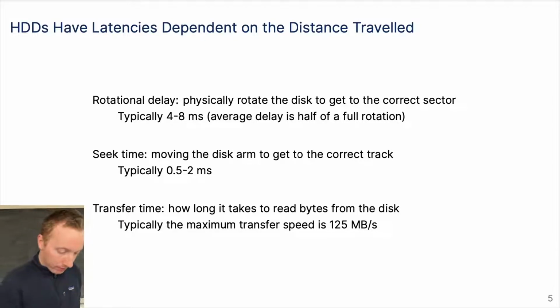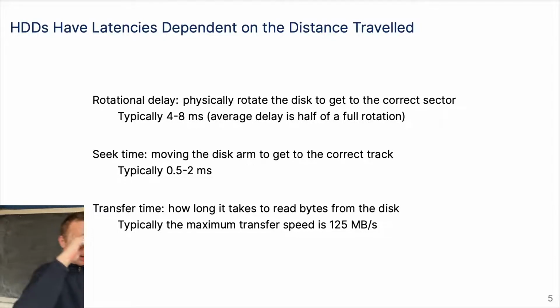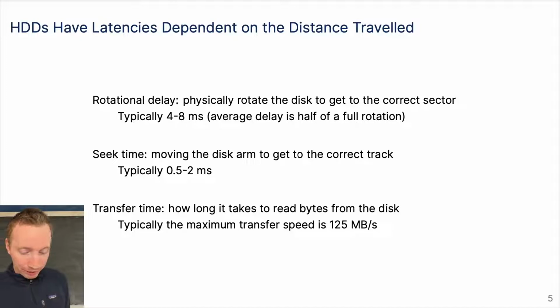Then the seek time is moving the disk arm to get to the track, which is faster than spinning the whole platter, but still kind of slow, where it's like half a millisecond to 2 milliseconds. And then the transfer time is how long it takes to read bytes from the disk, assuming everything is sequential and it's as fast as possible. And for these drives, your maximum transfer speed is probably going to be around 125 megabytes a second, while NVMe drives, if you have a new one, are probably pushing 7,000 megabytes a second. So comparatively, much, much slower, but hey, it's much cheaper too.